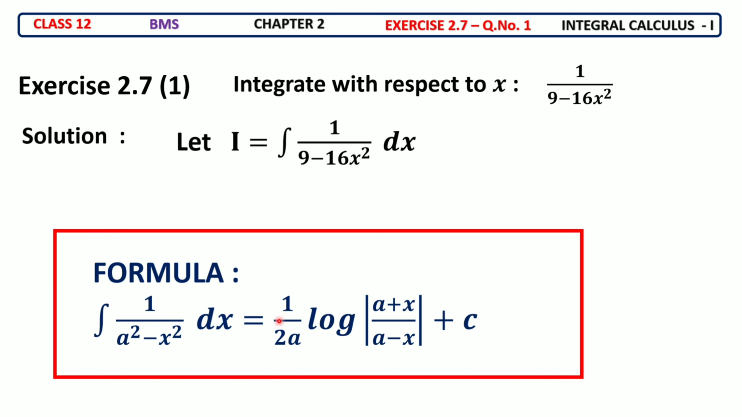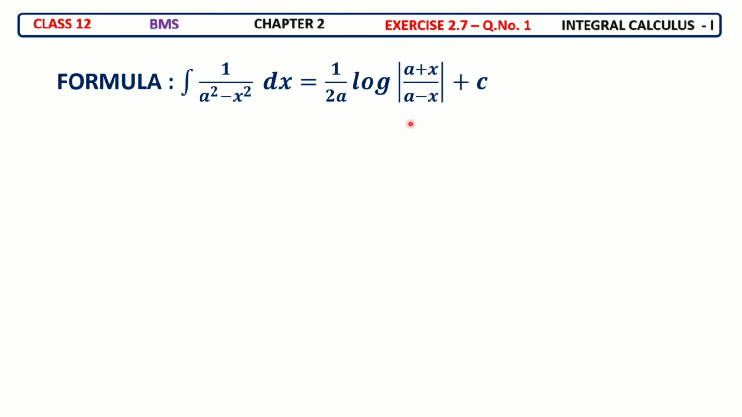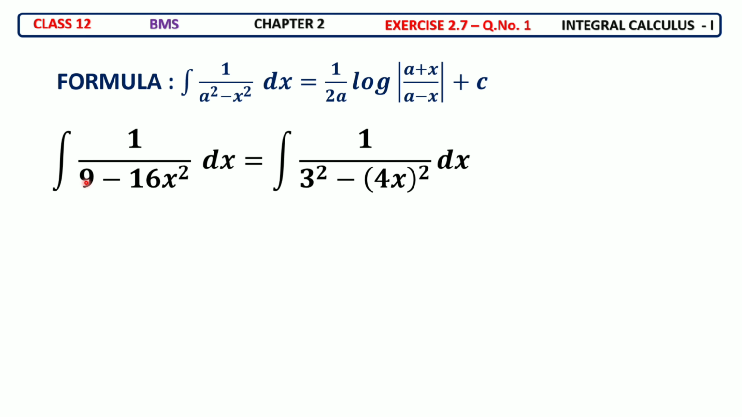to 1 by 2a log of modulus a plus x by a minus x plus c. So here the given question is in the form of a denominator a square minus x square. We have to modify this term into a square minus x square format. Here is the formula. Here the given question is 9 minus 16x square.